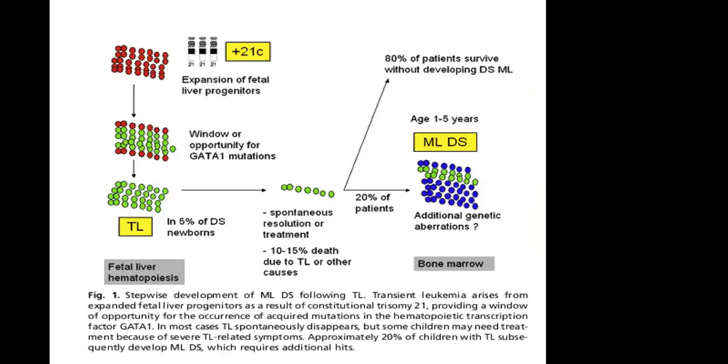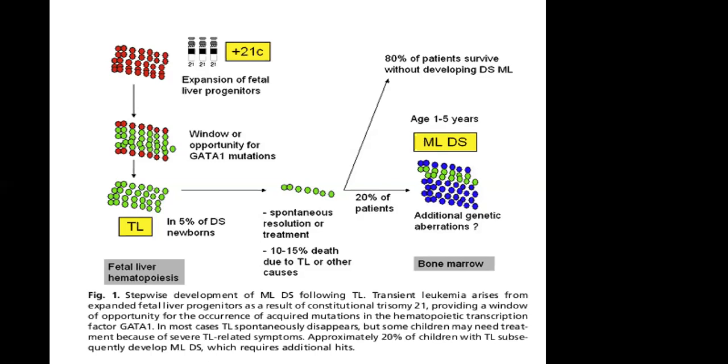This is the pathogenesis of abnormal hematopoiesis in Down syndrome if they develop TMD or AML or ALL. So how do they develop? There is expansion of fetal liver progenitor cells, and there is a window of opportunity for GATA1 mutation. GATA1 mutation is very characteristic for AML-DS or TMD in Down syndrome patients. In this figure, you can see the transient leukemia arises from an expanded fetal liver progenitor as a result of constitutional trisomy 21, providing a window of opportunity for occurrence of acquired mutation in the hematopoietic transcription factor GATA1.